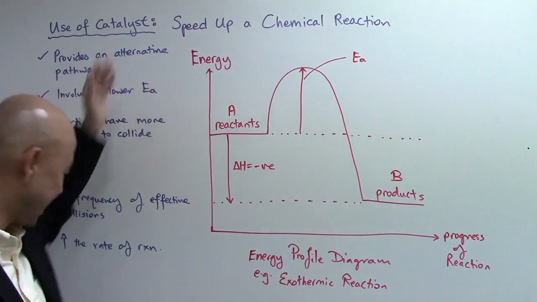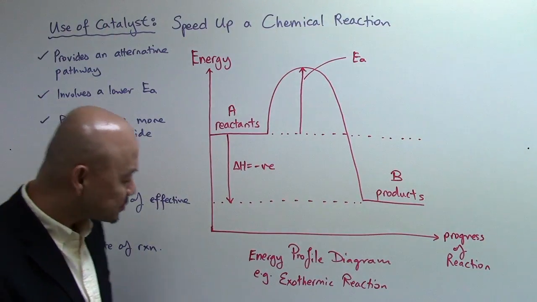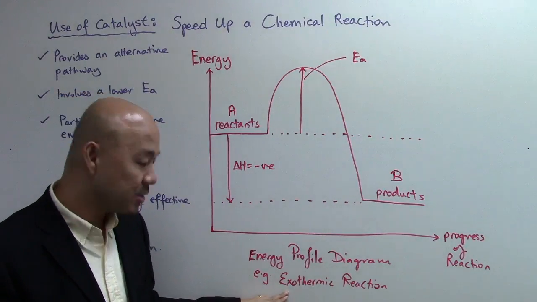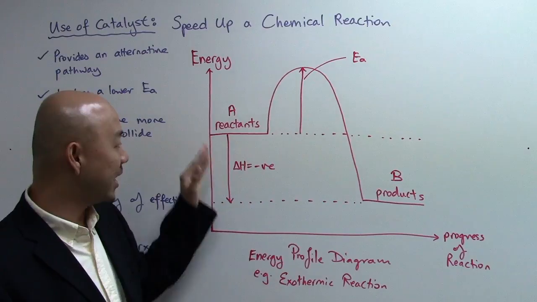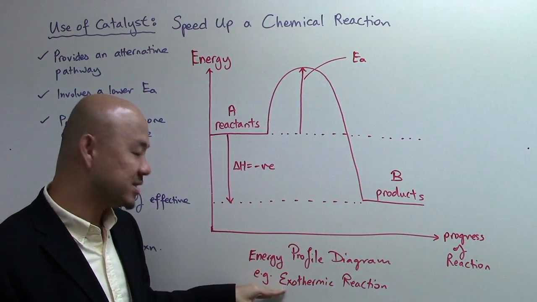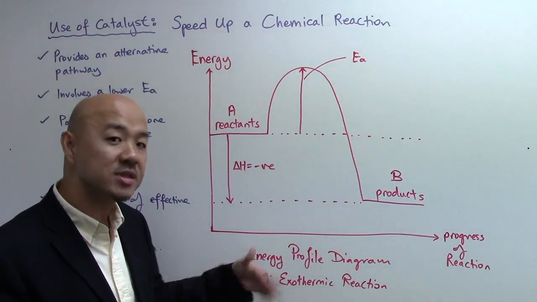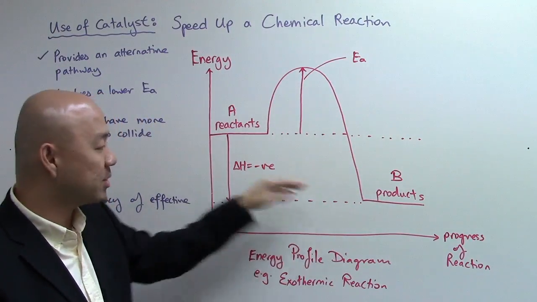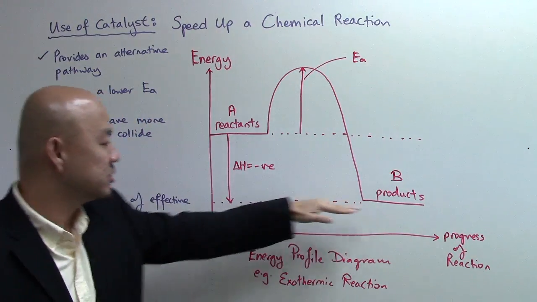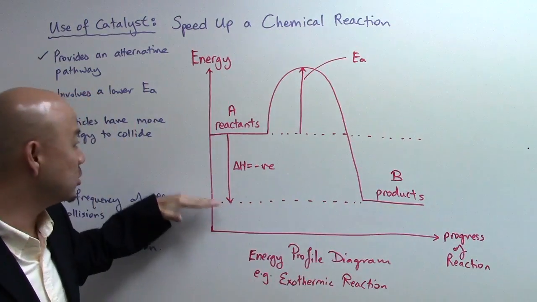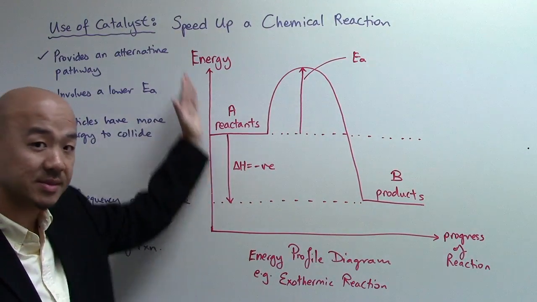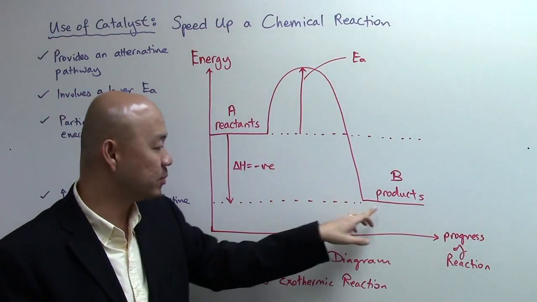these concepts on catalysts. Now, the example that is drawn here is for an exothermic reaction, which means when the reactant becomes a product, energy is given off to the surrounding. So we expect the product to have less energy than the reactants. So the energy level of the product is lower than that of the reactants when you're looking at the energy y-axis. So reactants here, products here.